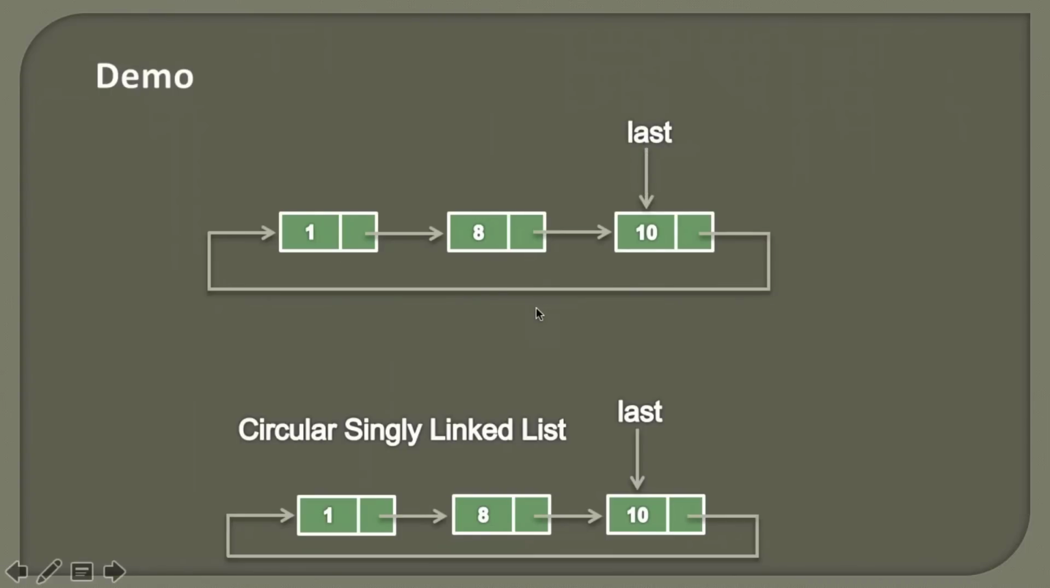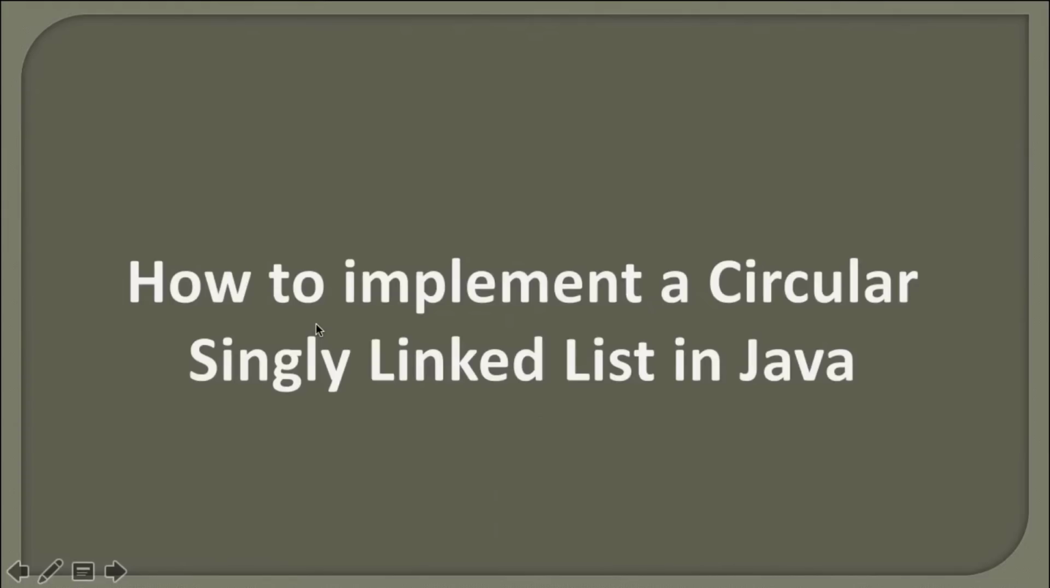So friends, here if you see, we inserted 3 nodes and we knew that node 1 is the first node and node having data as 10 is the last node, and here the last node is pointing back to this first node. So therefore we saw how circular singly linked list is created and how they maintain a circular property. How to implement a circular singly linked list in Java.